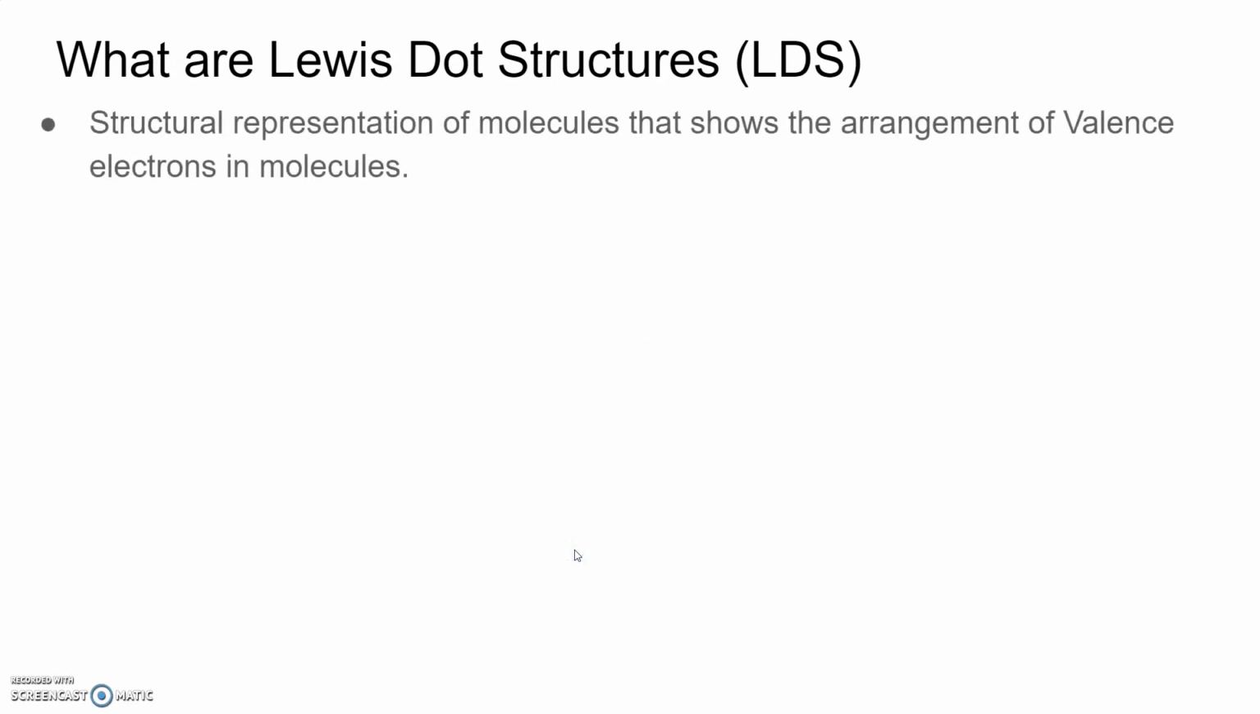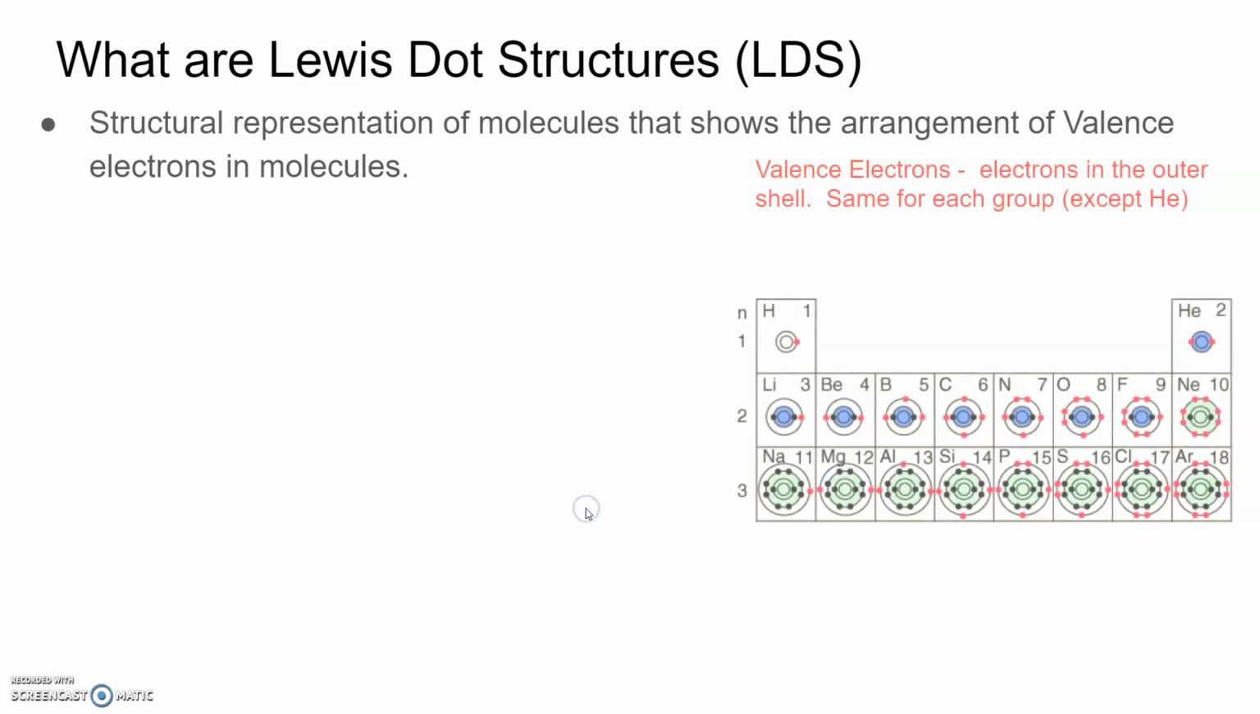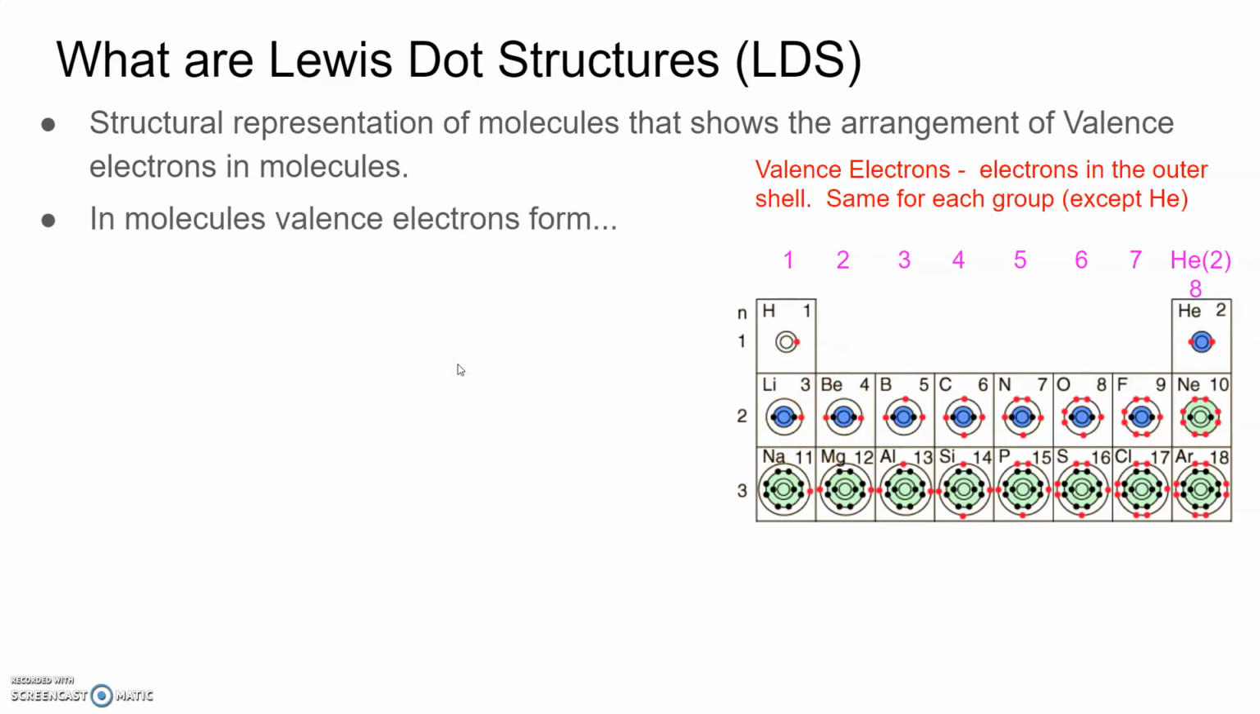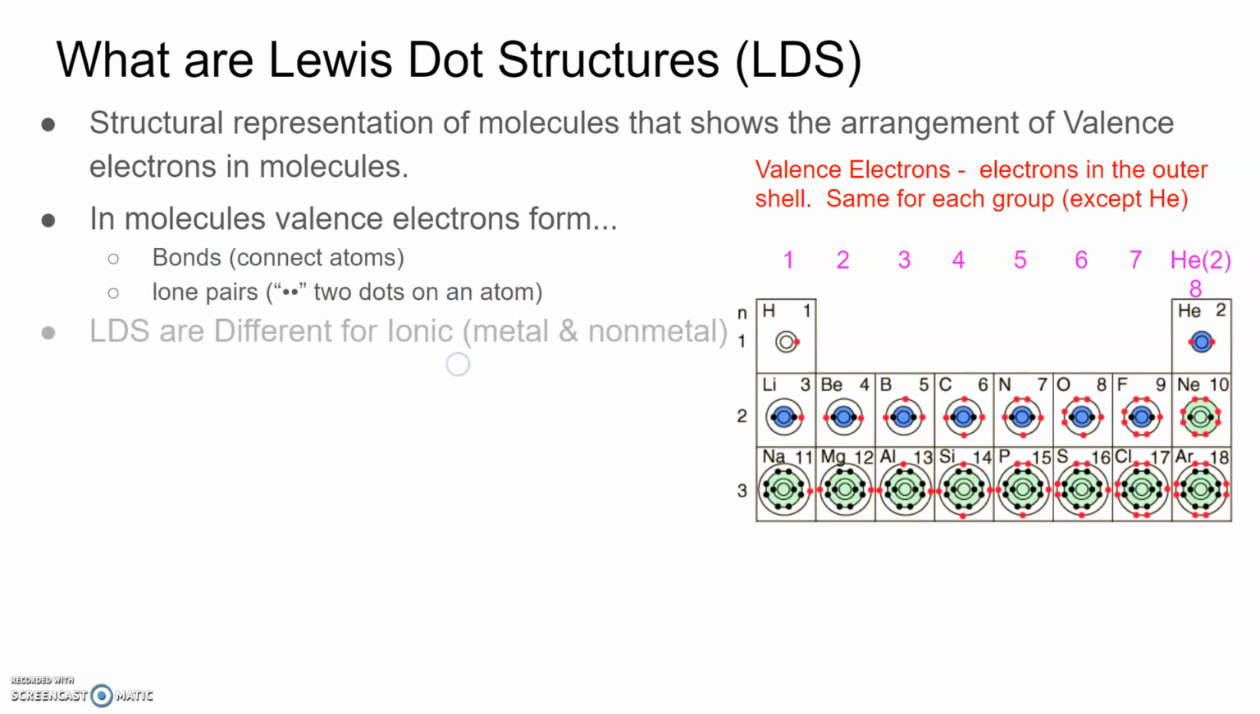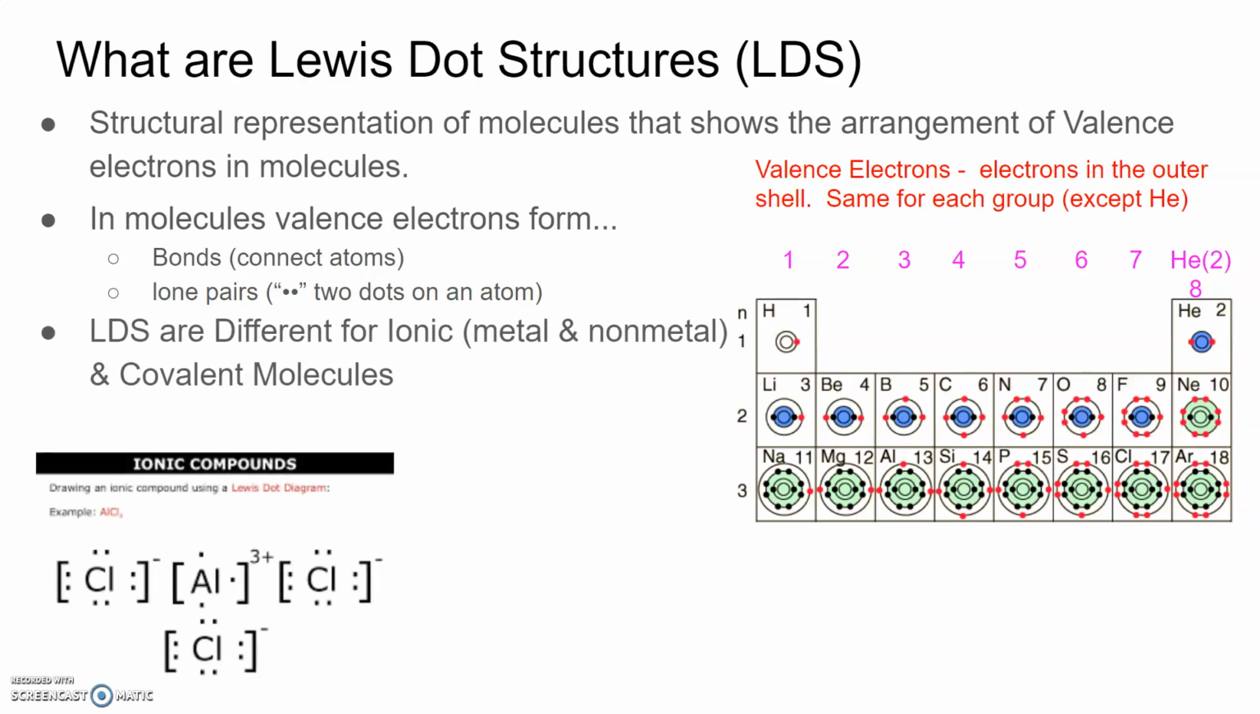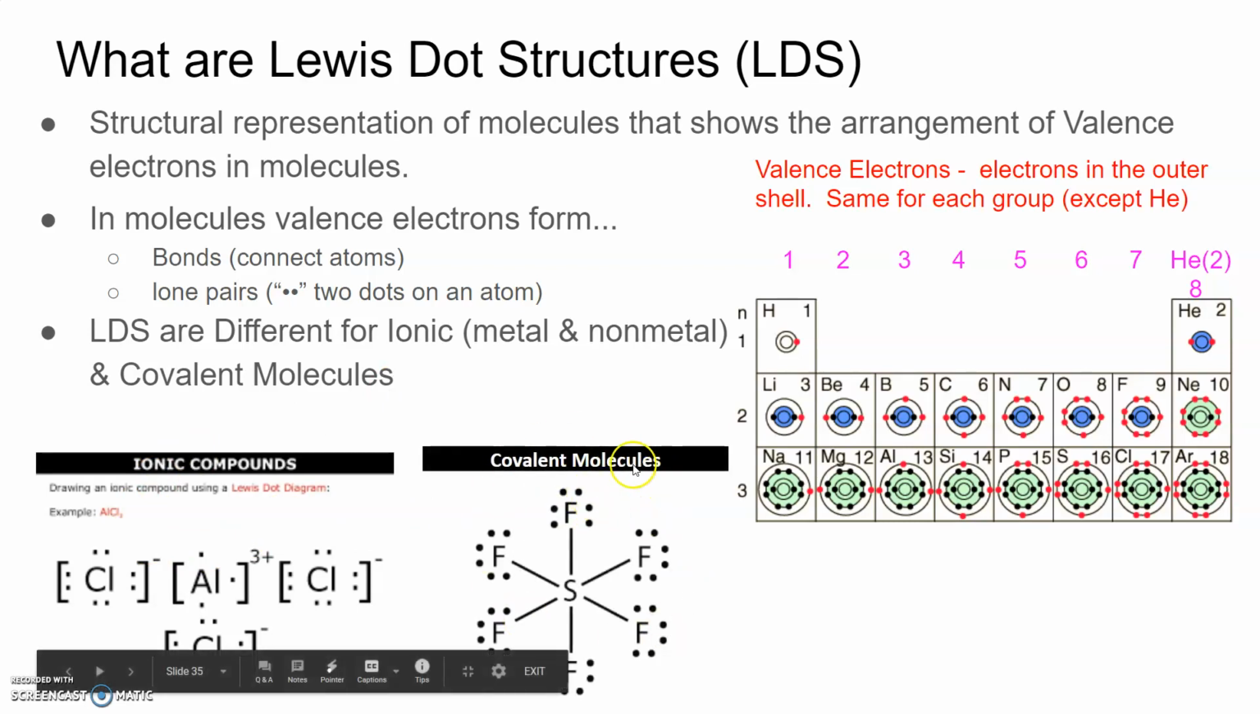Now, what are Lewis dot structures? They're representations of a molecule that show the arrangement of valence electrons in a molecule. Remember, valence electrons are the electrons in the outermost shell, and each group has a certain number of valence electrons. In molecules, valence electrons can form either bonds, which connect atoms, or lone pairs, those 2 dots. Now, remember, Lewis dot structures for ionic and covalent molecules are different. So for ionics, you have these brackets and these charges, and you don't have lines to connect atoms, whereas in covalent molecules, you do.